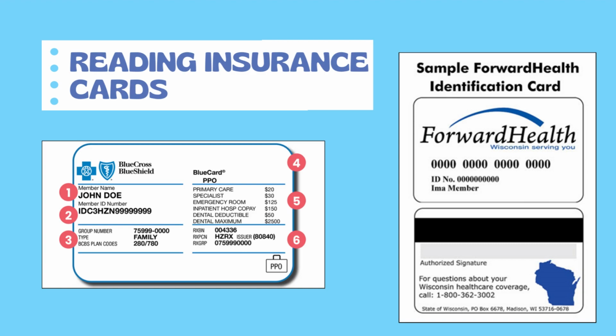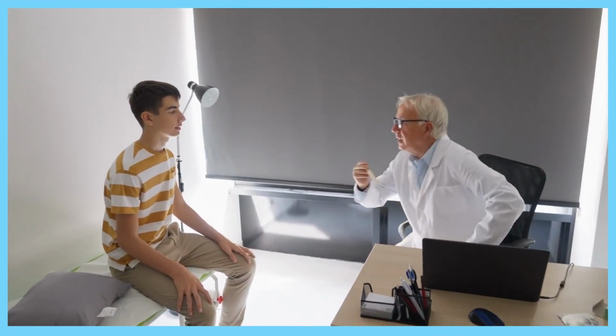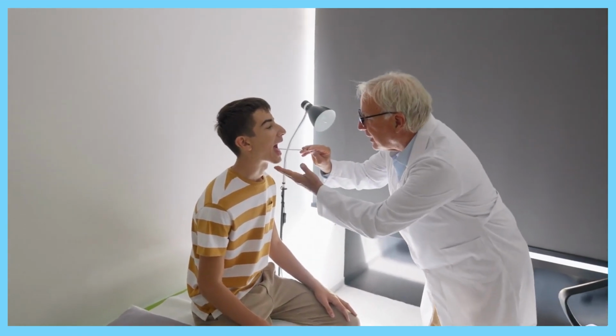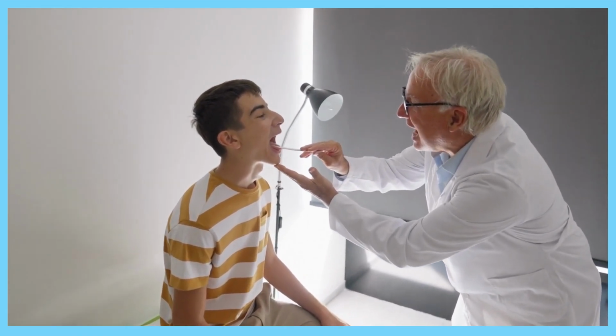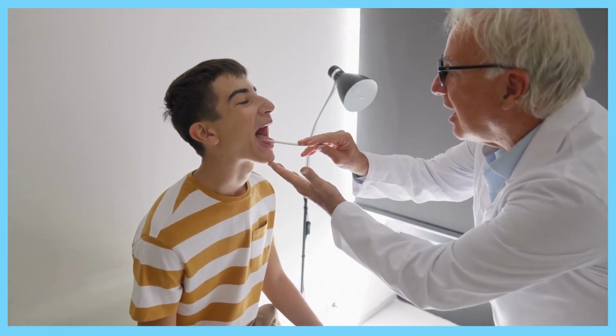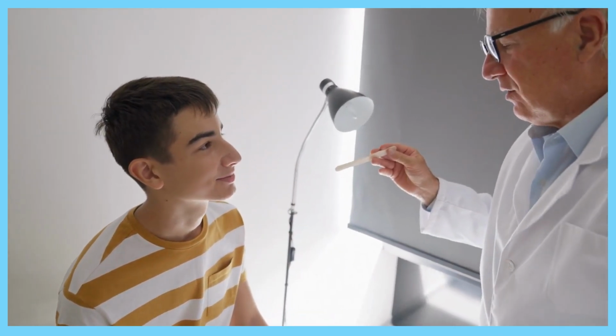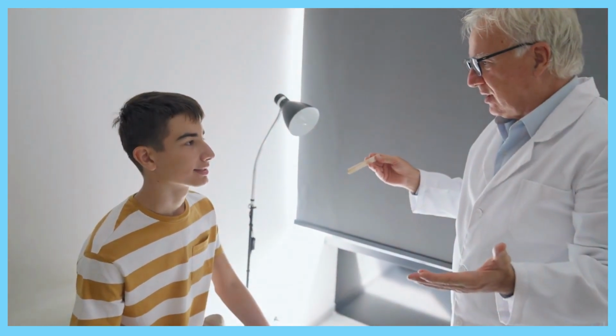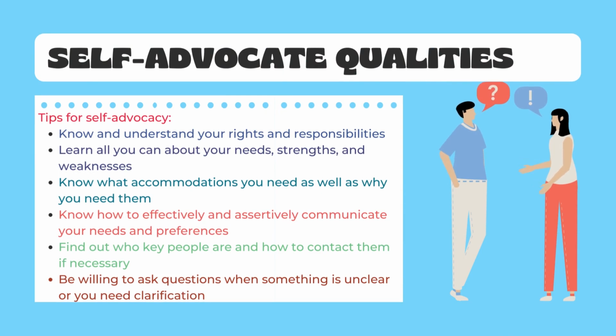Next, we're going to talk about what to do once you're at your appointment. Let's start with what it takes to be a good self-advocate. Being a strong self-advocate can help you be health literate. These skills are necessary to understand what the provider is telling you, and for you to be able to tell the provider what you are feeling or experiencing. These self-advocacy qualities will make it easier for you to navigate the healthcare system and help you get the best care possible.